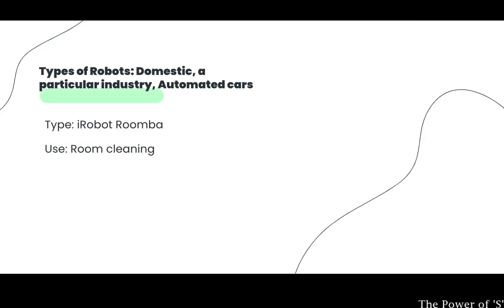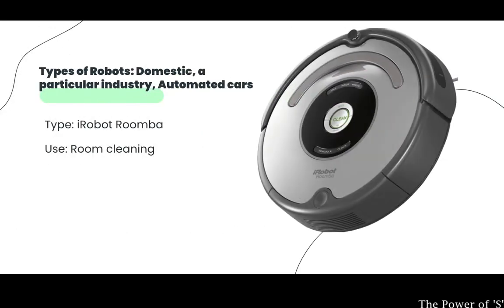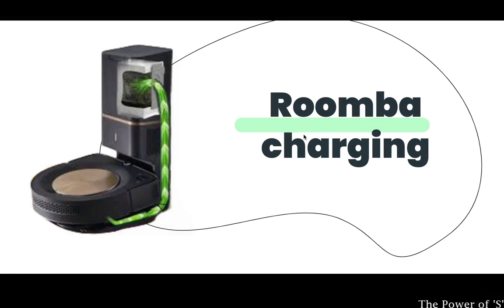Now, for a type of robot, we picked the iRobot Roomba. I found this very interesting and it also looks pretty cool. This is basically a robot that can map out the entire room using the sensors it has, and then automatically go and clean when it needs to with a click of a button from your phone. How cool is that? So, the Roomba charging.